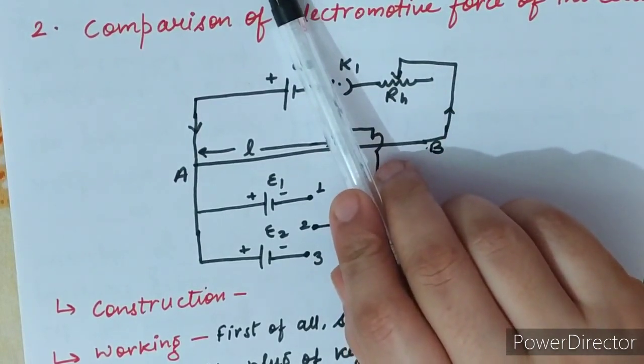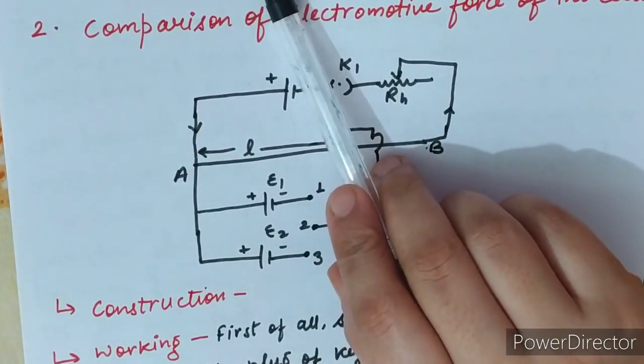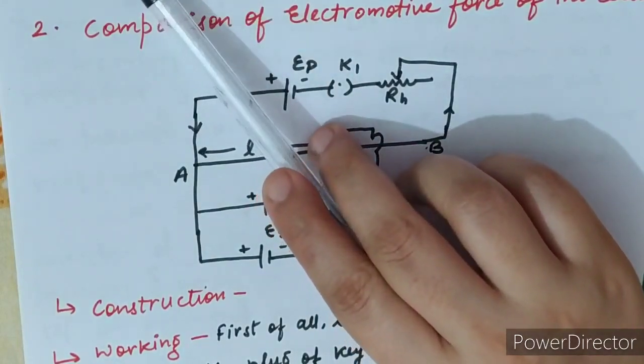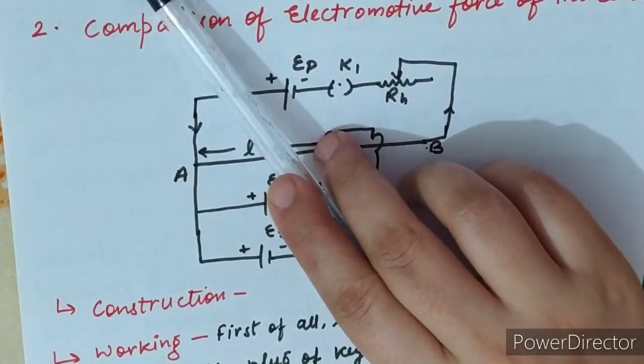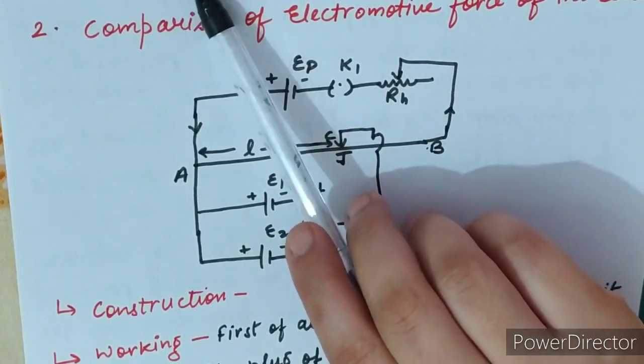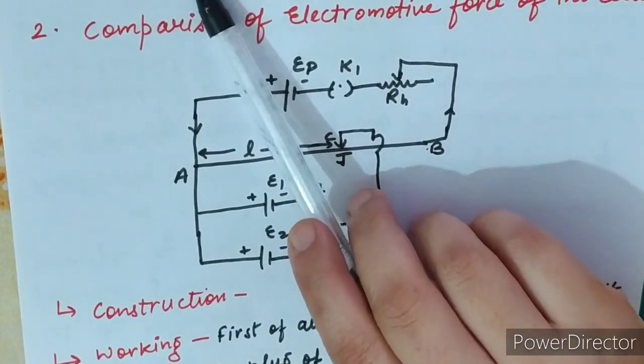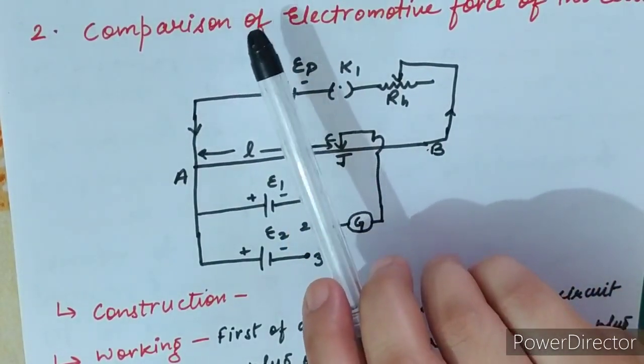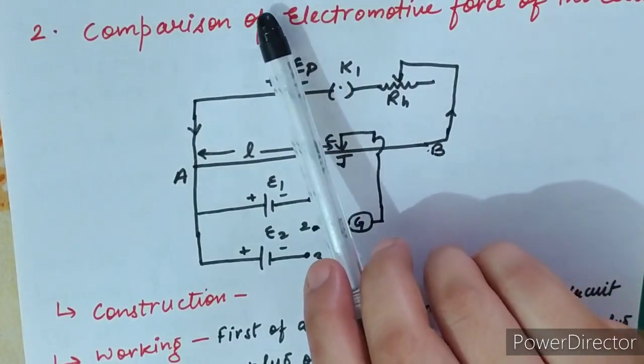So for the different values of resistance from the resistance box, we will acquire different balancing lengths L2, and accordingly the value of internal resistance changes. Clear? So we see that in all observations the values of R are different. That is, internal resistance depends on the current drawn from the cell.